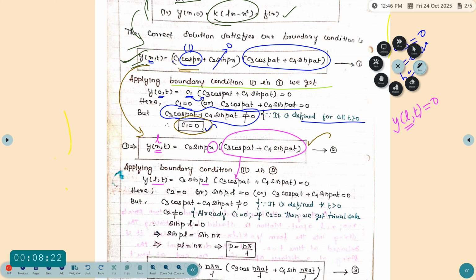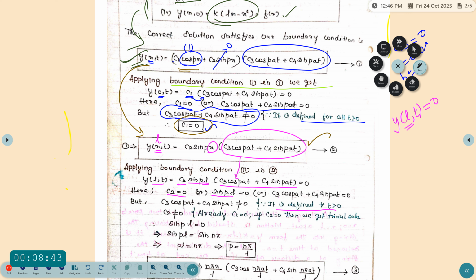Here there are three possibilities. Product of three terms equal to 0. Either C2 equal to 0, or sin PL equal to 0, or the term within the bracket equal to 0. But already we said the term within the bracket is not equal to 0 because it is defined for all t. Then the possibilities are either C2 equal to 0 or sin PL equal to 0.